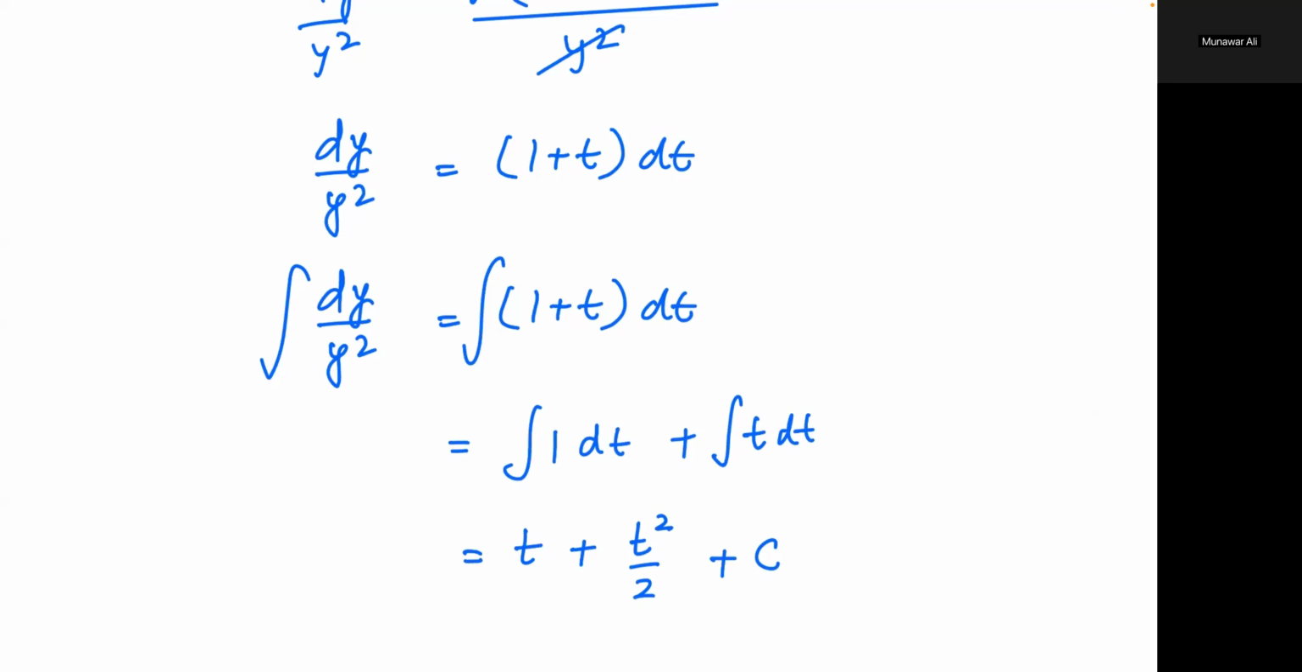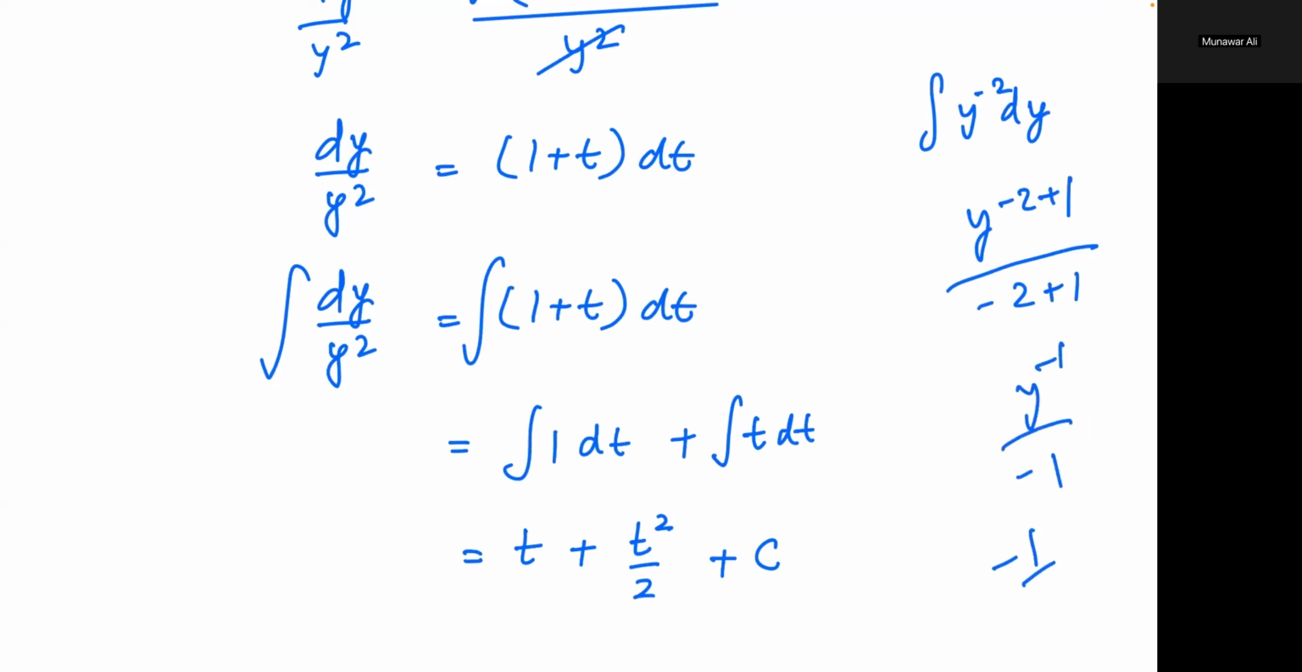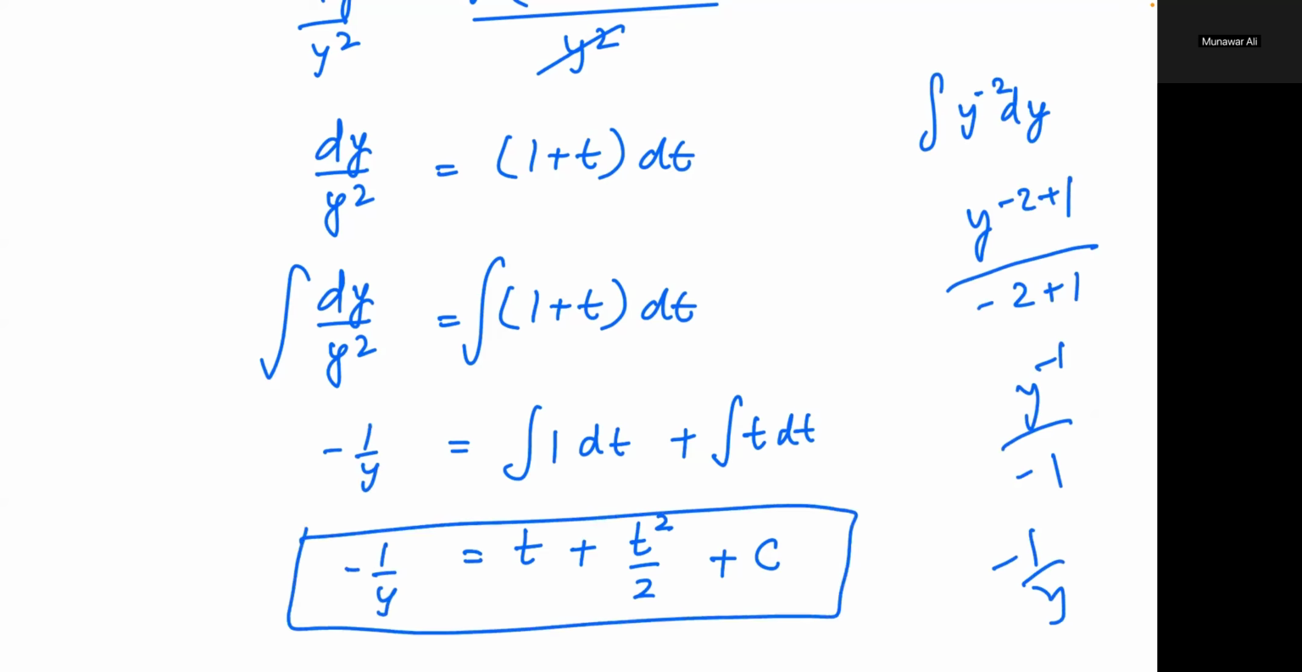Yeah, so the left hand side is really simple. Again, you apply the power rule, because this is nothing but y to the negative 2 dy. You add 1 and divide by whatever the new exponent is. So this is y to the negative 1 divided by negative 1, which is nothing but negative 1 over y. Because y to the negative 1, if you take it in the denominator, it becomes y. So negative 1 over y. This is the solution.